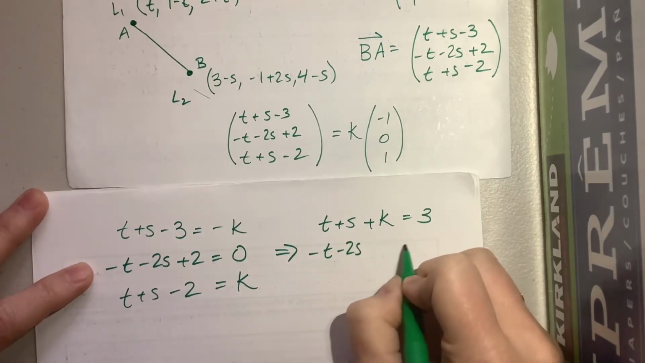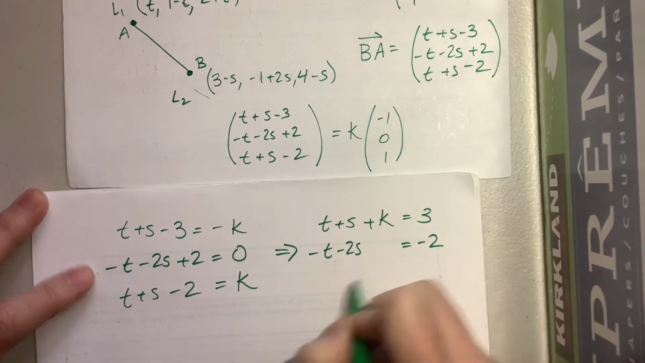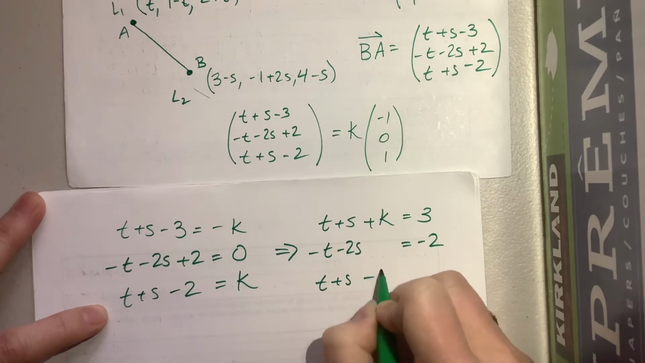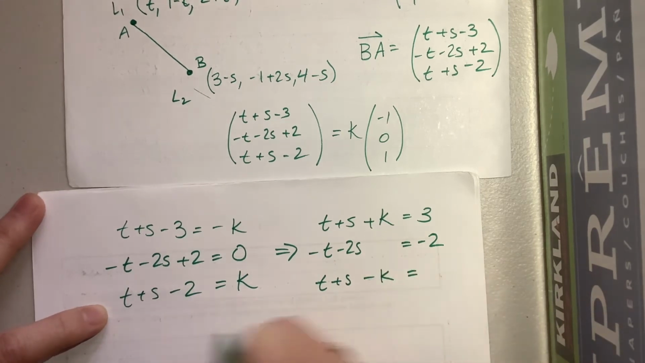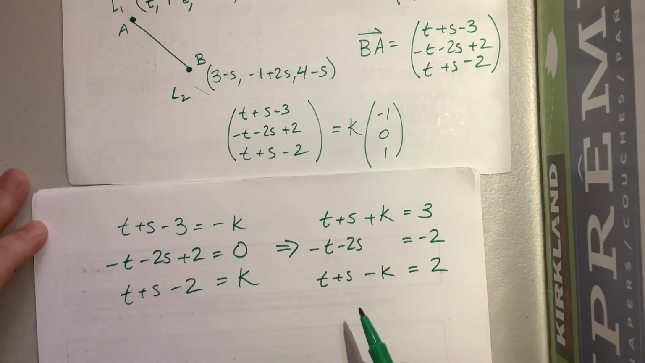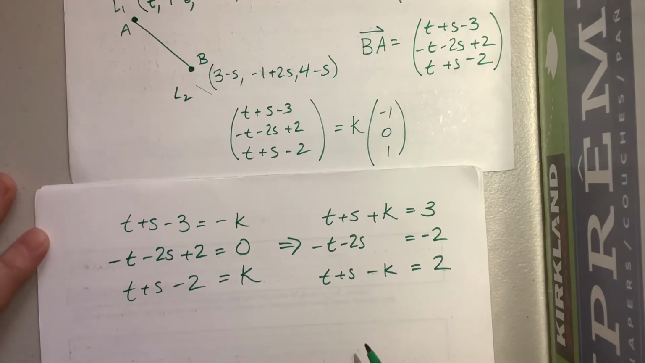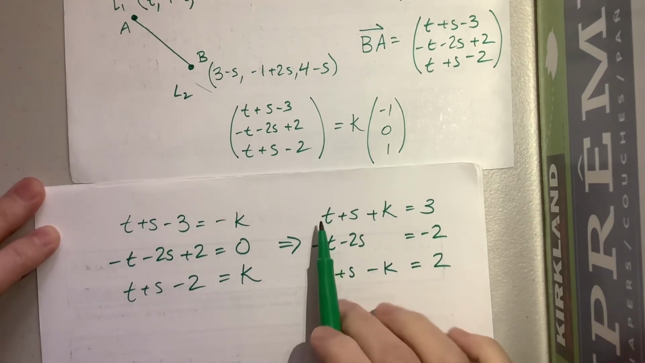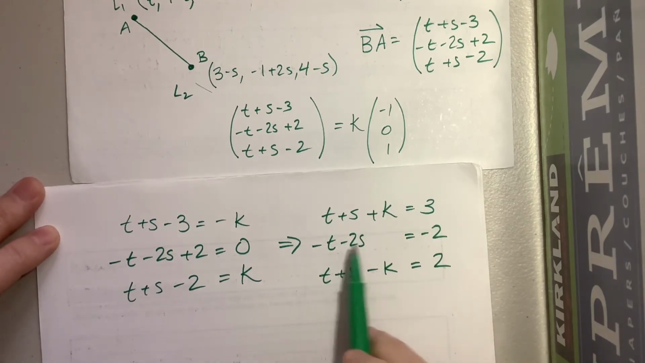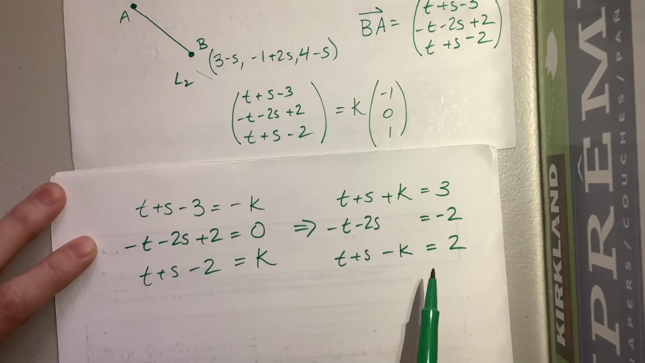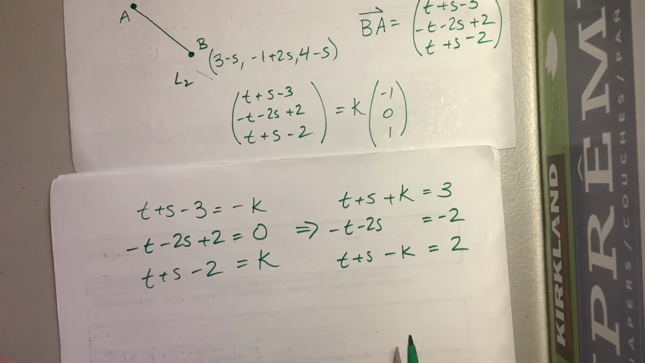So what I would probably do, this would be equal to negative 2. This is T plus S minus K is equal to, move that over here, is equal to 2. Normally I would go to my equation solver and solve a system with 3 variables, plugging in 1, 1, 1, 3, negative 1, negative 2, 0, negative 2, 1, 1, negative 1, 2, and let my equation solver do it. But I don't have it, and I'm going to do it by hand.